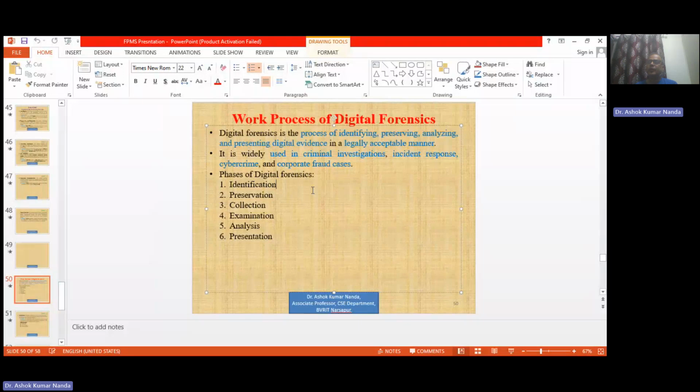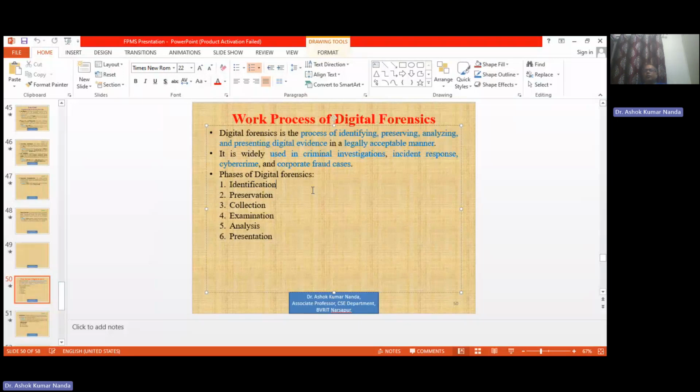That means it should be presented to the court in the standard format, and it should be acceptable, not only the standard format of documentation, but also the identification, preserving, analyzing. It is widely used in criminal investigations, incident response, cyber crime, and corporate fraud cases.